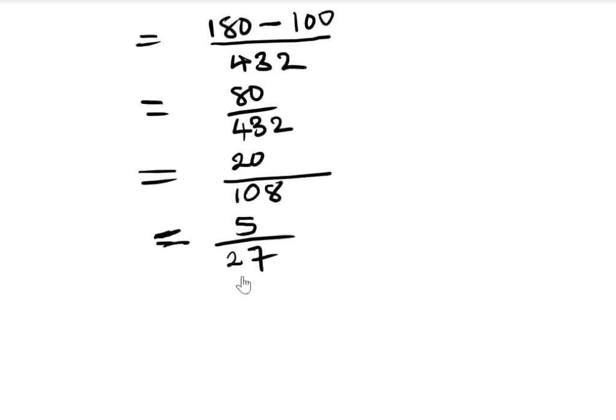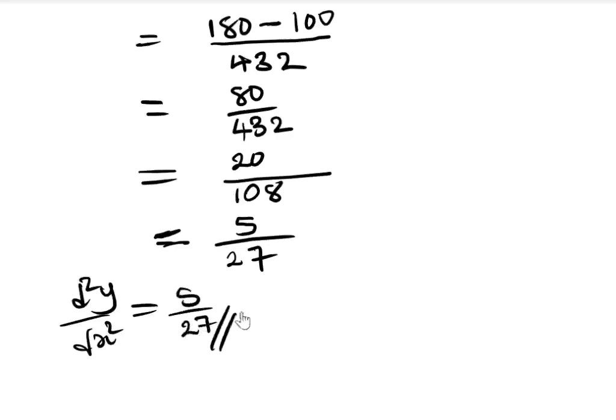And we can say that d²y/dx² is equal to 5 divided by 27. And this is our final answer.